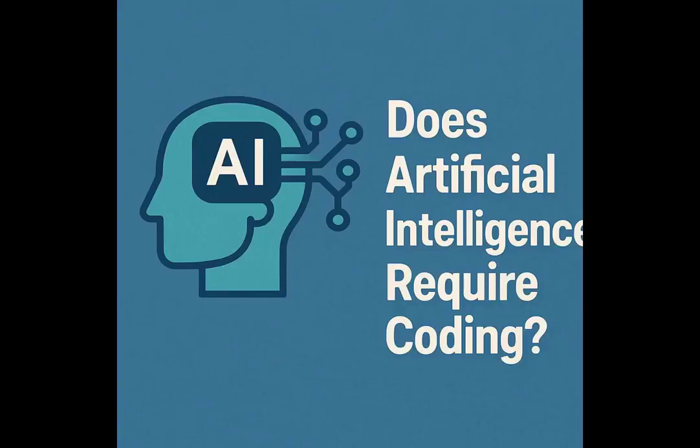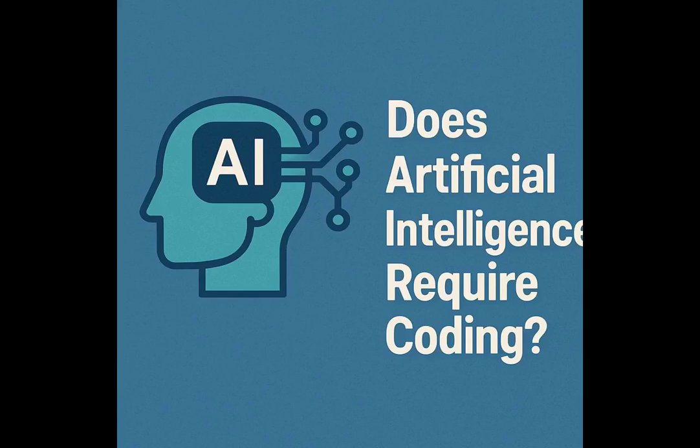Does artificial intelligence require coding? Yes, artificial intelligence, AI, typically involves coding. In most AI development processes, programming is crucial for creating algorithms, models, and systems. Coding enables the AI to process data, make decisions, and learn from experiences.